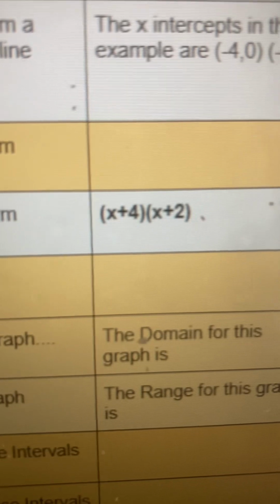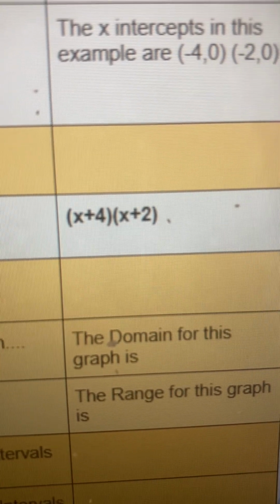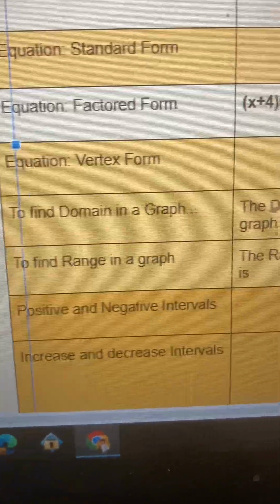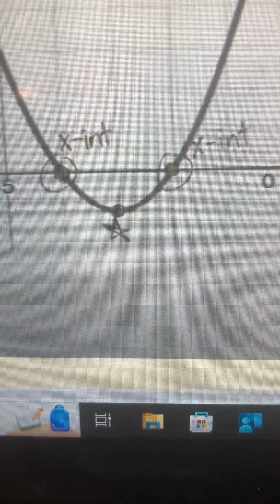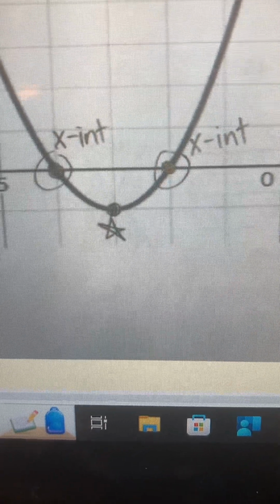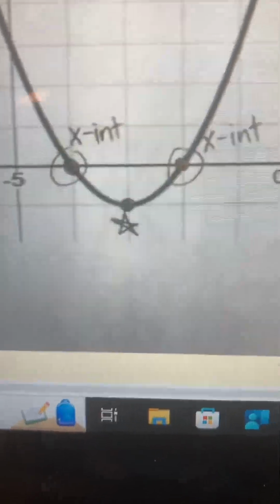For factored form, you're basically going to take your two equations, set both equations equal to 0, and whichever number you must plug in to get 0, it's going to be your x-intercepts. So as you can see here, my x-intercepts are -4 and -2.